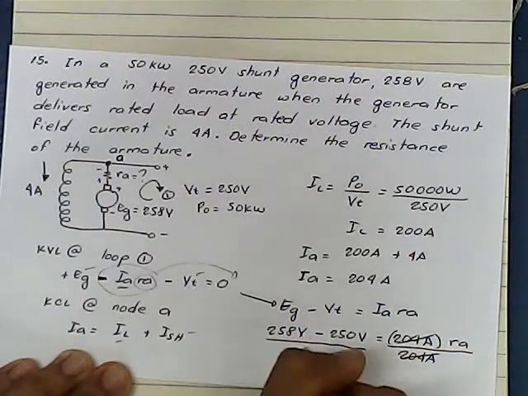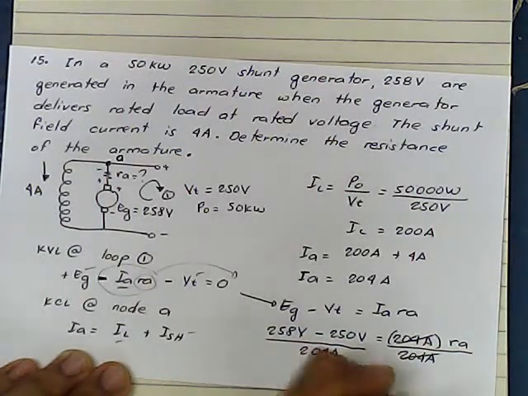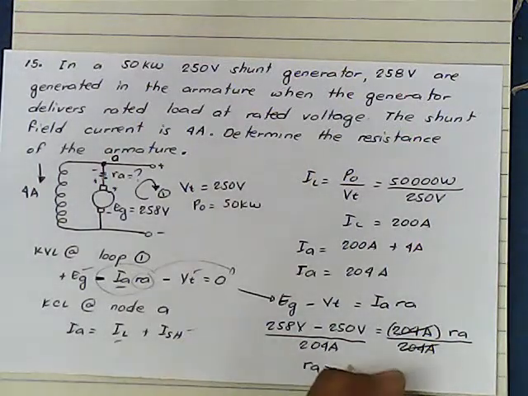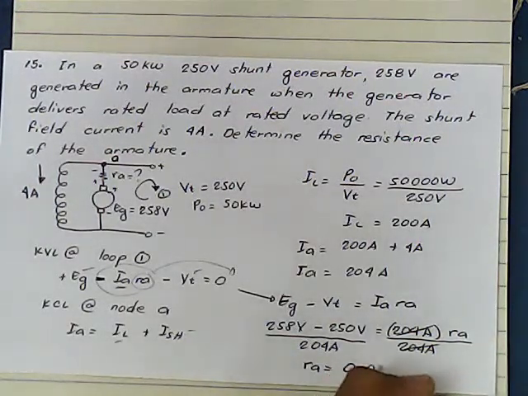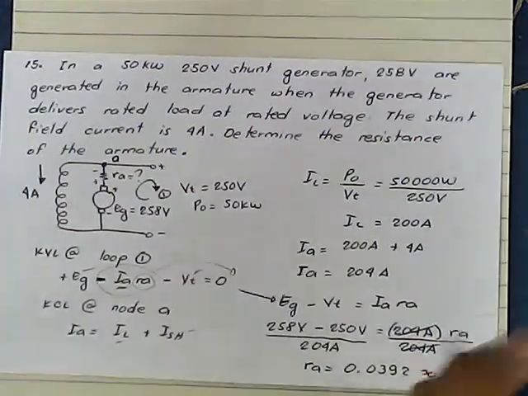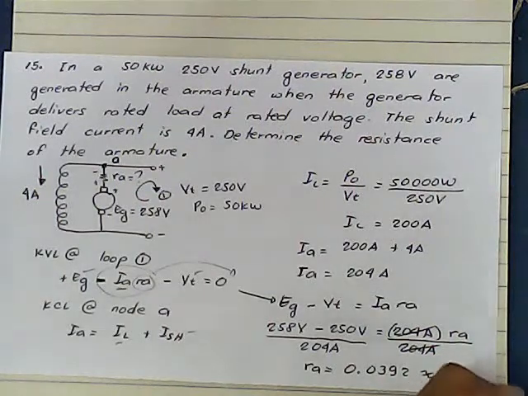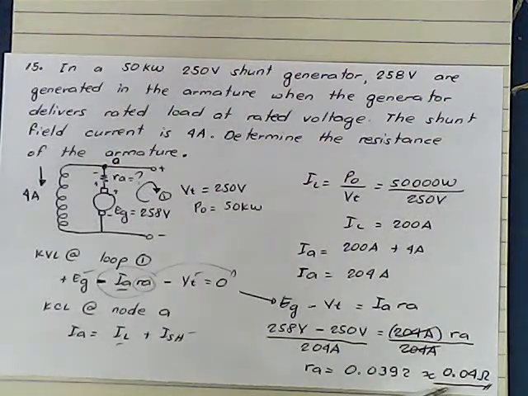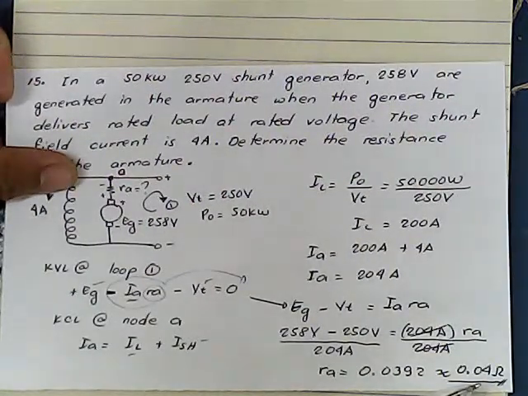So, divide lang po natin both sides by 204 amperes. Cancel out na po doon. Dito rin, divide that by 204 amperes. So, RA, that is 8 volts divided by 204 will give us 0.0392, or this is approximately equivalent to 0.04 ohms. So, yun po yung ating sagot. Approximately 0.04 ohms.